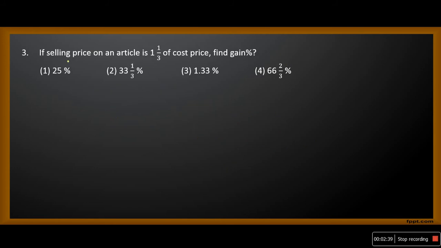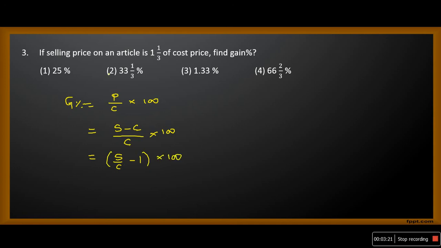Now, what is given? Selling price of an article is one third of the cost price. Find the gain percent. Here the ratio is given. First of all, what is the gain percent formula? Gain percent is equivalent to profit by cost price into 100. Profit is nothing but selling price minus cost price. So gain percent is equal to (selling price minus cost price) by cost price into 100, which is equivalent to (S by C minus 1) into 100.